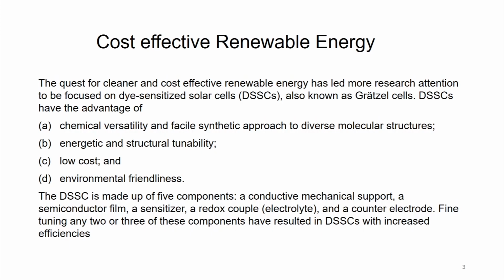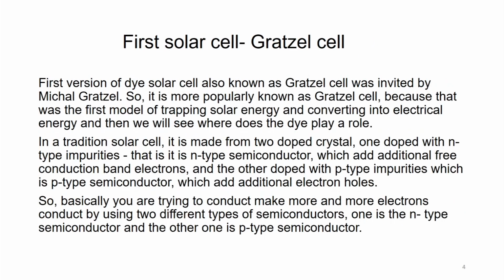DSSC is made up of 5 components: a conducting mechanical support, a semiconductor film, a sensitizer, a redox couple which is an electrolyte, and a counter electrode. Fine tuning any 2 or 3 of these components has resulted in DSSC with increased efficiency. So, these dye sensitized solar cells or DSSC are now in vogue.